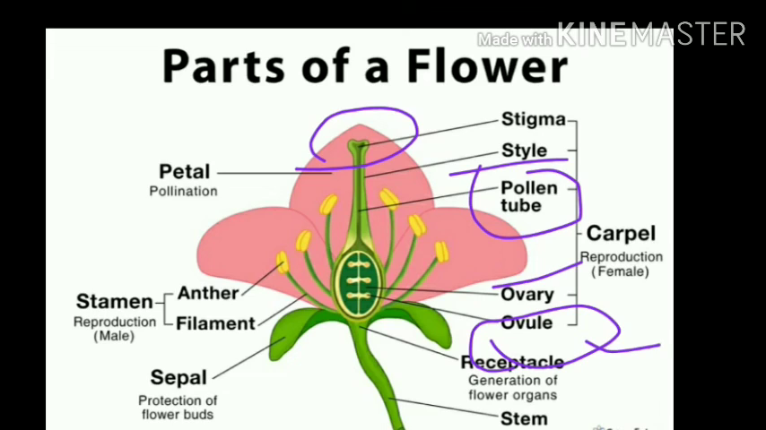So this is regarding the female gamete. So try to understand, the ovules are present on a flattened end, which is the placenta. The end is said to be the placenta. So this is regarding the female gamete.